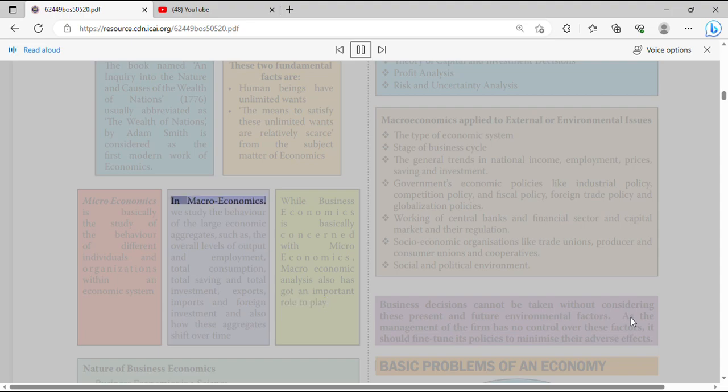In macroeconomics, we study the behavior of the large economic aggregates, such as the overall levels of output and employment, total consumption, total saving and total investment, exports, imports and foreign investment, and also how these aggregates shift over time. These two fundamental facts: human beings have unlimited wants, and the means to satisfy these unlimited wants are relatively scarce, form the subject matter of economics.